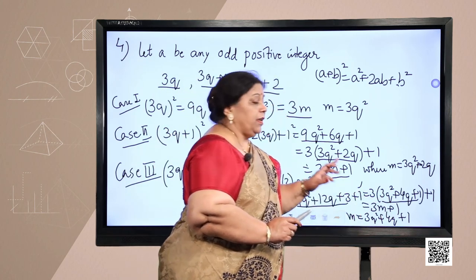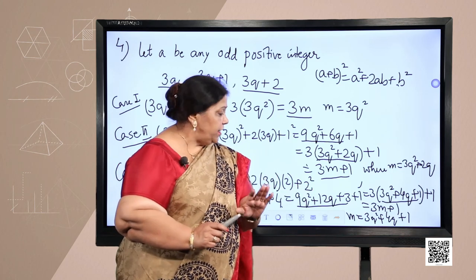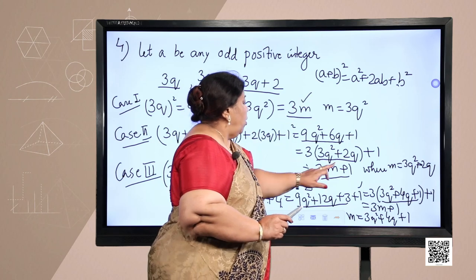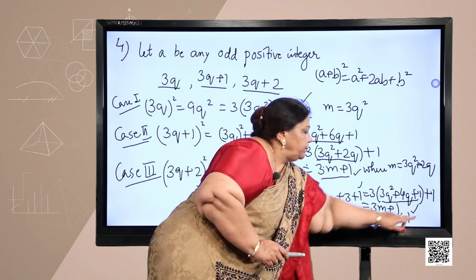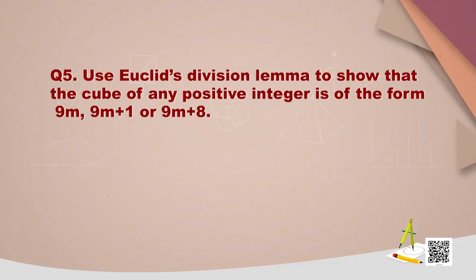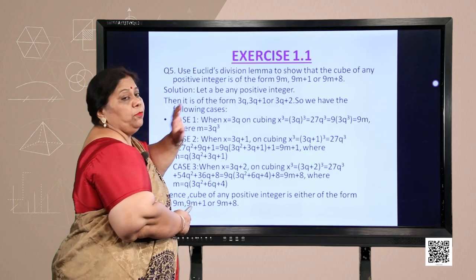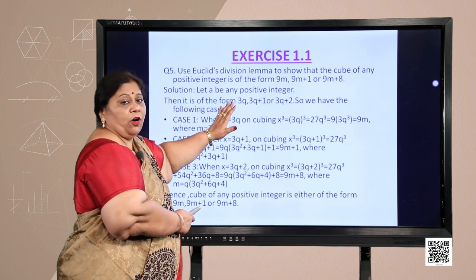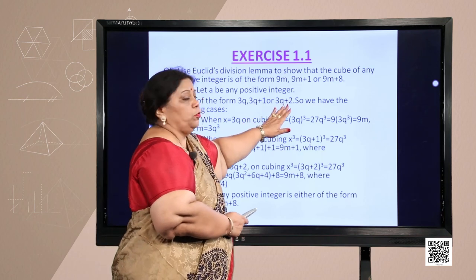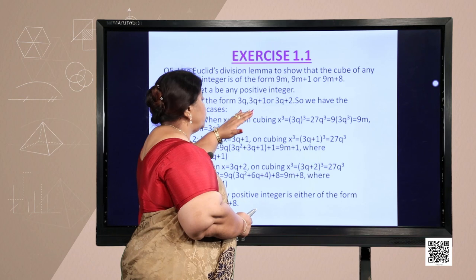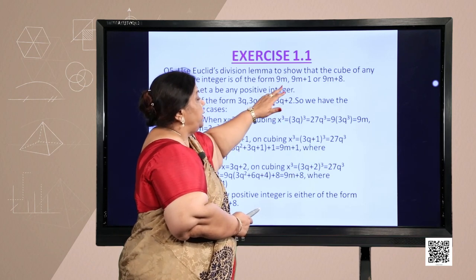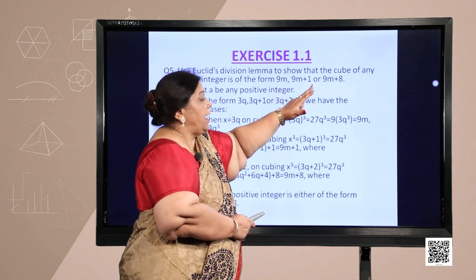So, I hope it is clear. We can express the square of any odd positive integer in the form 3m or 3m plus 1. Hence proved. Let us look into the next question, which says use Euclid's division lemma to show that the cube of any positive integer is of the form 9m, 9m plus 1 or 9m plus 8. If I take a as any positive integer, then I can express it in the form 3q, 3q plus 1 or 3q plus 2. Let us see how we can solve these three cases and show that it is expressed in the form 9m, 9m plus 1 or 9m plus 8.